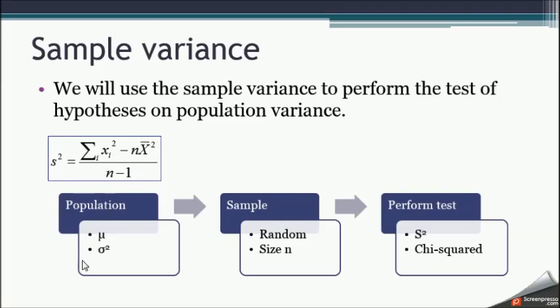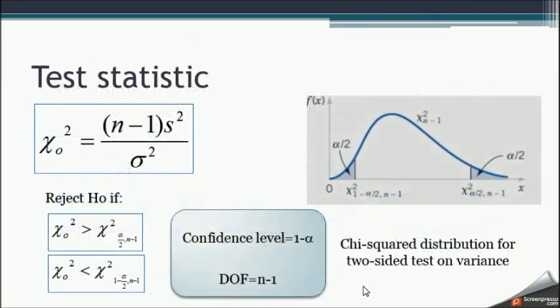For the population, we have the symbols mu for the mean and sigma square for the variance. For the sample, we take the sample in a random manner with size n. Now we perform the test for variability using the sample variance and using the chi-square distribution.